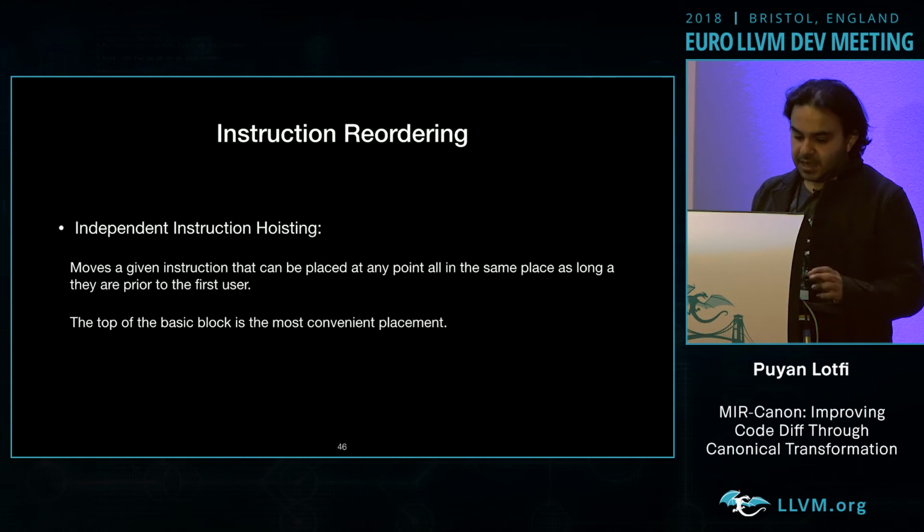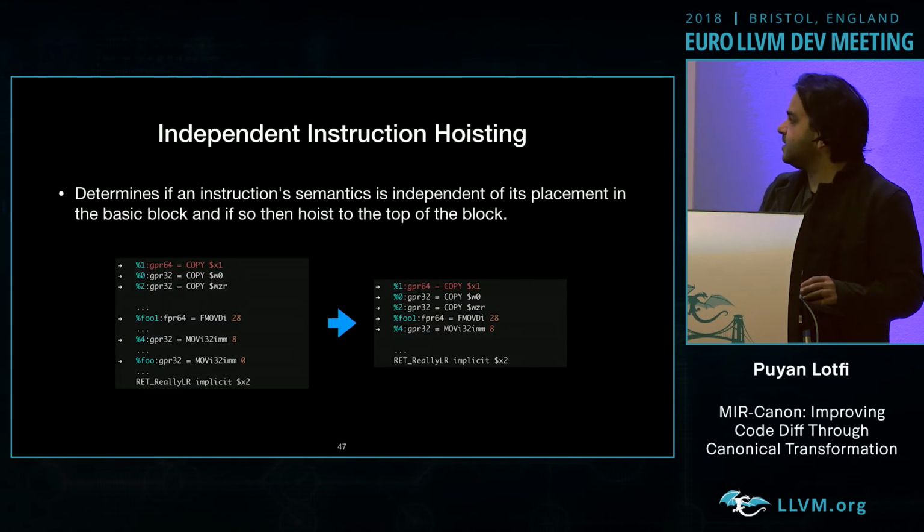So I try to move them all into the same place and sort them. The most convenient place is to move them to the top of the basic block. So you have these independent instructions like these move I32imms and these copies from physical registers. Then what independent instruction hoisting does is it collects them and inserts them at the top of the basic block, and it sorts them and renames the dest operands.